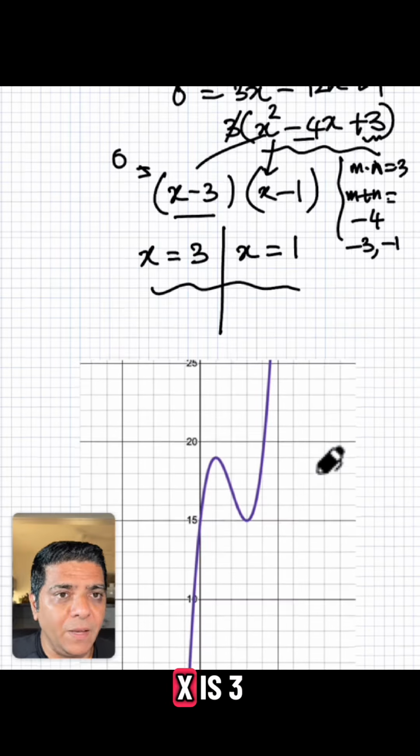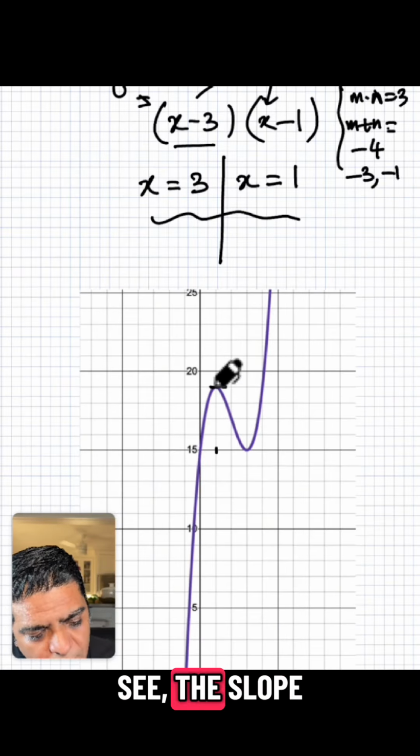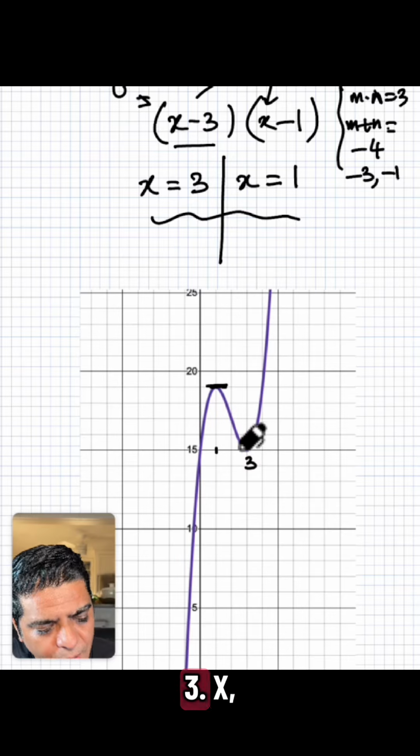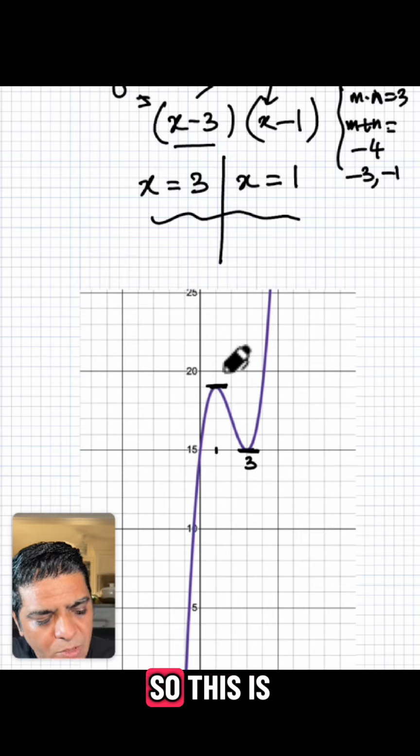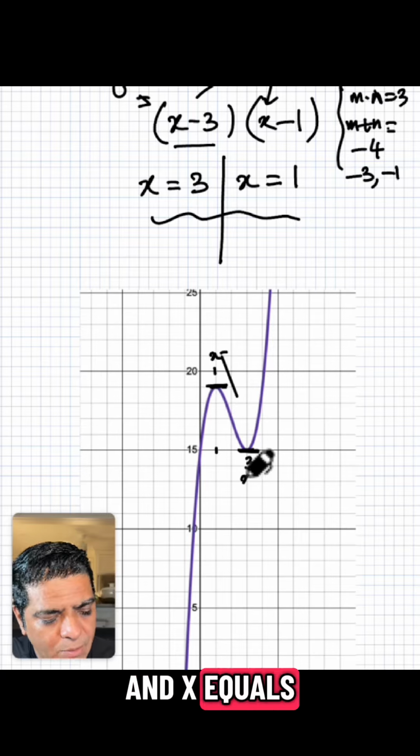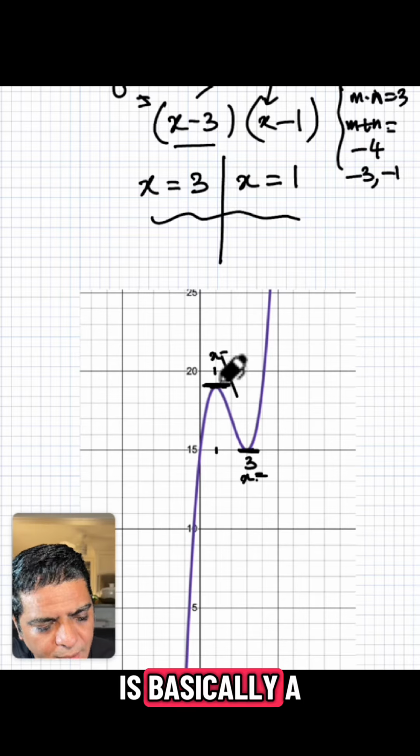So let's take a look at our graph. x is 3 and x is 1. This is x is 1. See, the slope is 0. At x equals 3, the slope is also 0 on this original function. So this is at x equals 1 and x equals 3. You see the slope is basically a horizontal line. So it's going to be 0.